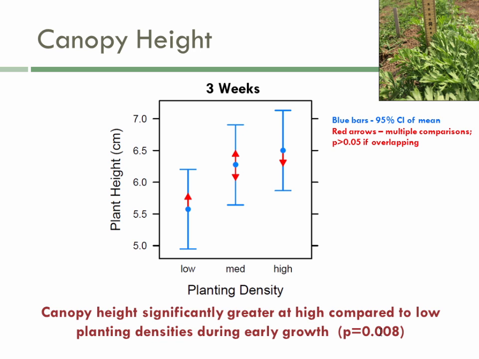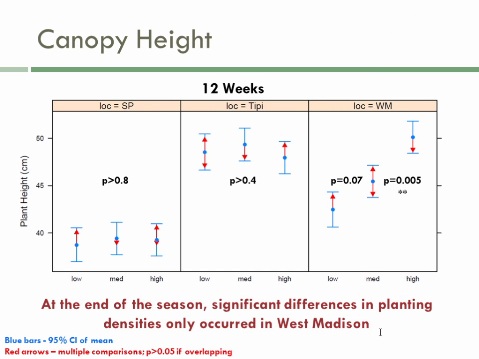So here there is a significant effect on plant height, with low planting density significantly lower than medium and high planting densities. And at the end of the season, it was really interesting. There's a significant density by location interaction. So there was no effect of planting density late in the season on plant height for Standard Process and TP Produce, but in West Madison there's a very significant difference between low and medium, and also medium and high.